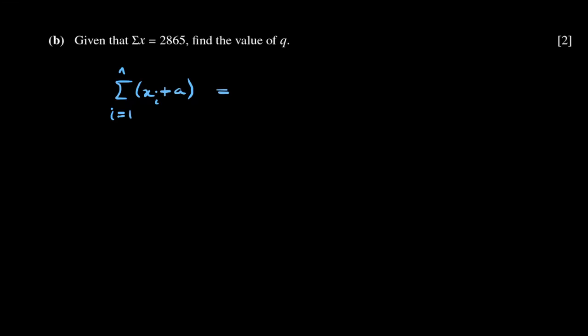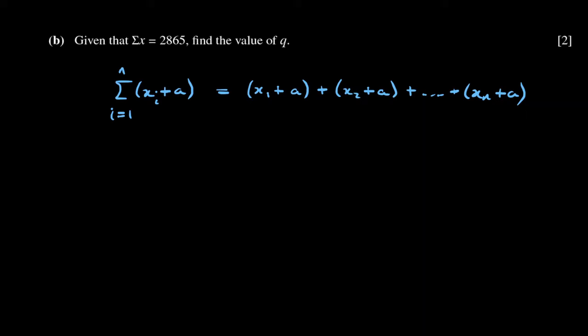Well, if we do that, what we've got to understand is this is x1 plus a plus x2 plus a plus x3 plus a all the way up to xn plus a. Okay, and if you do that, well, what are you really doing? You're adding up x1, x2, x3, x4 all the way up to xn.